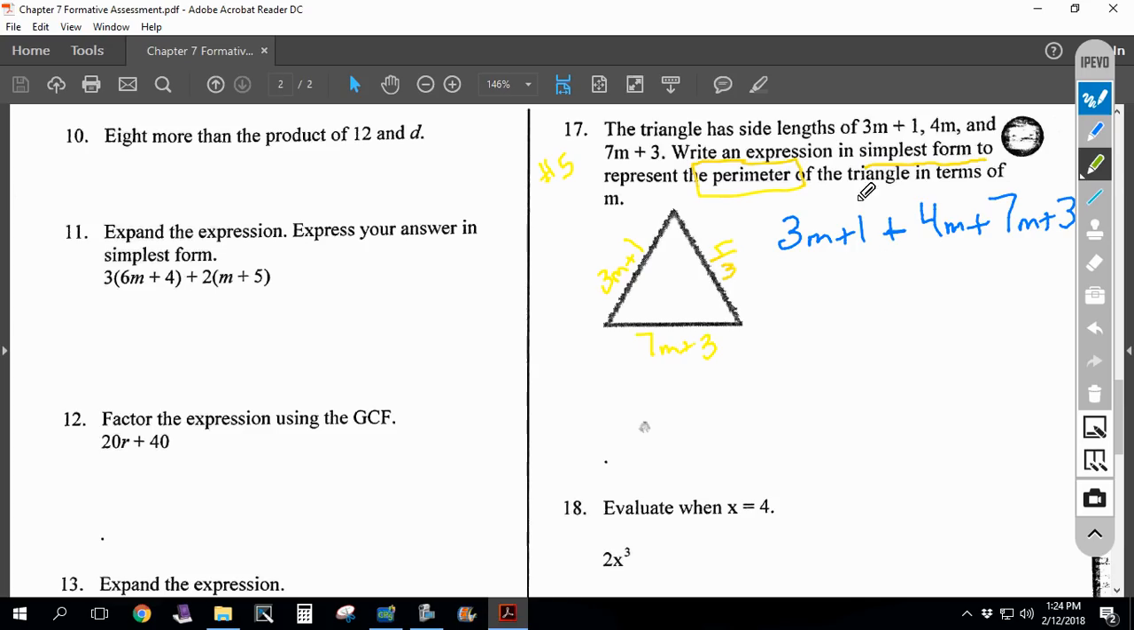Okay, so now we have 3 milkshakes. I can finally use milkshakes now. And we have 4 milkshakes, and then we have 7 milkshakes. Okay? And those are all like terms because they have the same variable, just like you guys know. And then we have our constants, which we know are always like terms. 3m plus 4m makes 7m. 7m plus 7m equals 14m. And then 1 plus 3 would give us 14m plus 4.